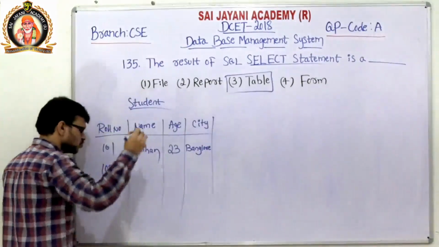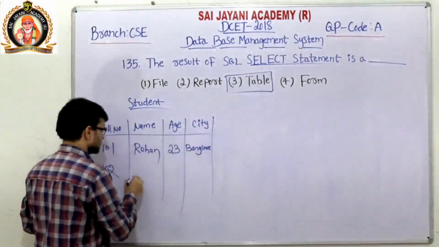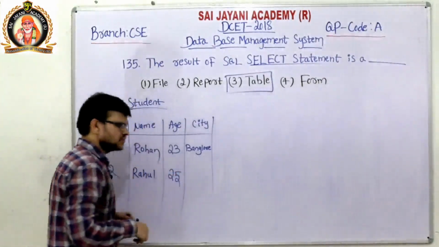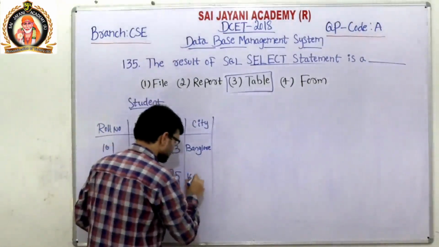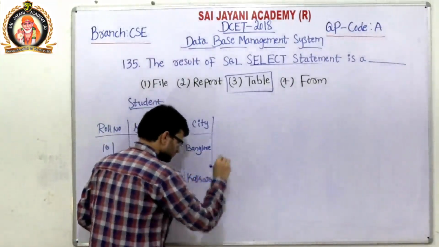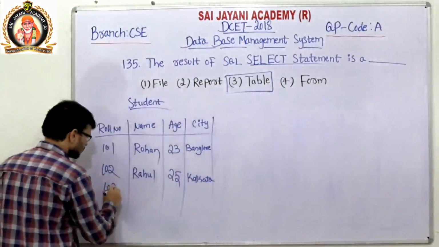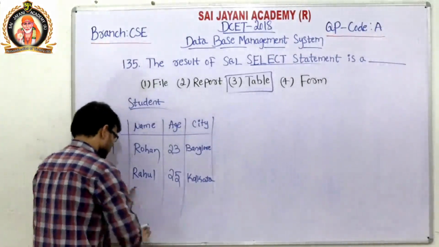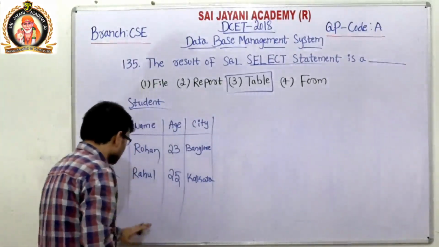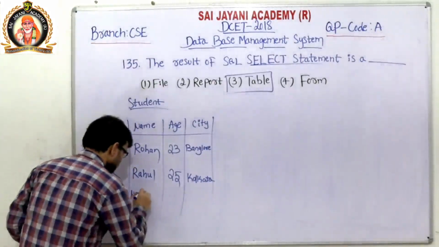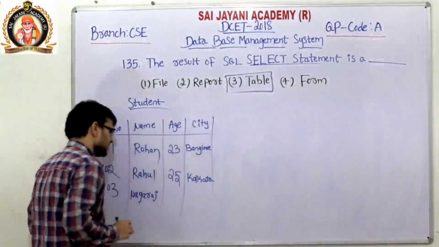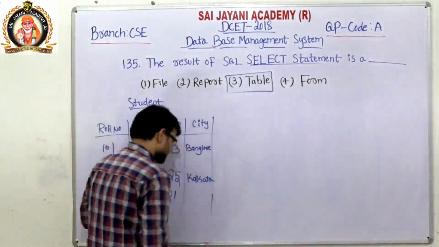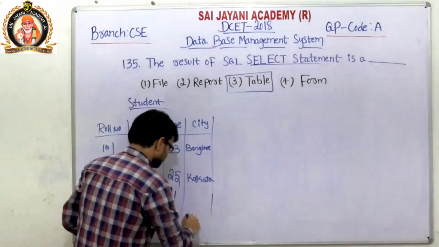Similarly, roll number 102, his name is Rahul, his age is 25, and he belongs to the city Kolkata. Similarly, roll number 103, and we will take another name, Nagraj. His age is 21 and he belongs to the city Haveri.